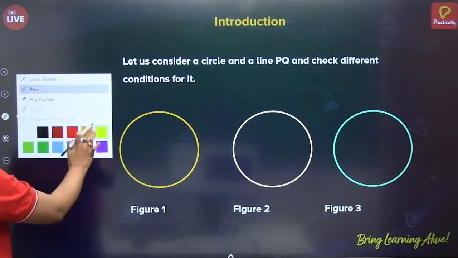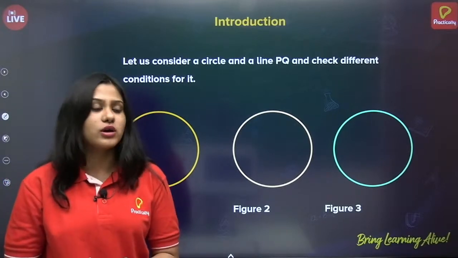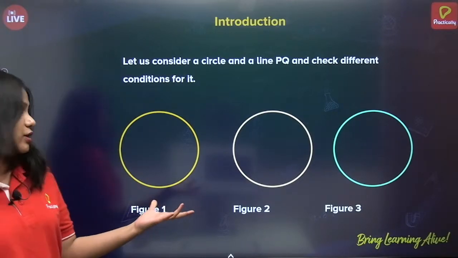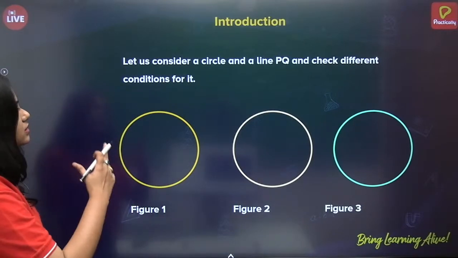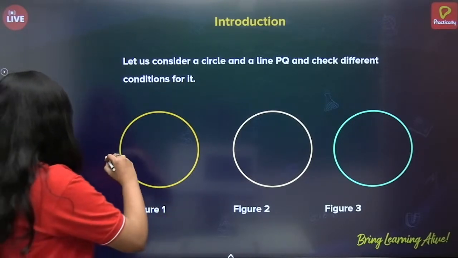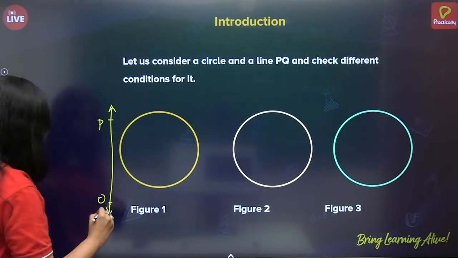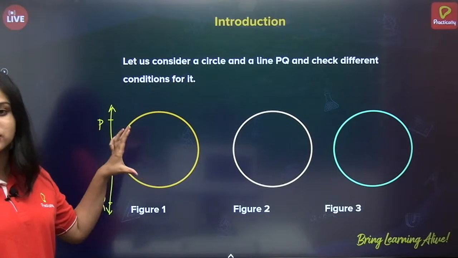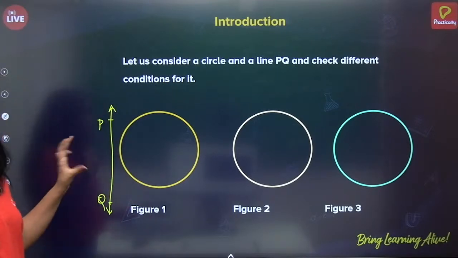So let us consider a circle and a line PQ and check different conditions for it. Before actually going into the topic, let us do this small activity, okay? Consider a circle and a line PQ. So here we have three circles, correct? Let us take a line PQ and see different conditions where I can place this line PQ, okay? First, let me draw PQ like this. So this is a line PQ. In this condition, you see that this line is not intersecting the circle, right? This line is separate from the circle. There are no intersection points between the line and circle.